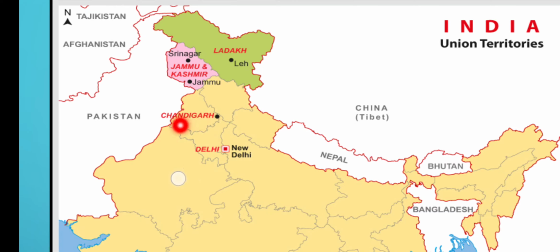Now let us come to Chandigarh. Chandigarh itself is a union territory, as well as it is the capital of Punjab and Haryana. So this one is Punjab and this state is Haryana. Punjab, its capital is Chandigarh. Haryana, its capital is Chandigarh, as well as Chandigarh itself is a union territory. So this can be a tricky question. Suppose you are asked to name a city which is the common capital of three places. The answer will be Chandigarh: Punjab, Haryana and Chandigarh itself.